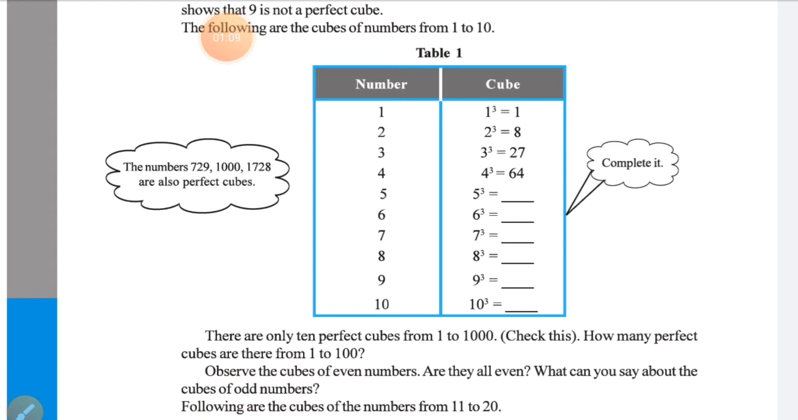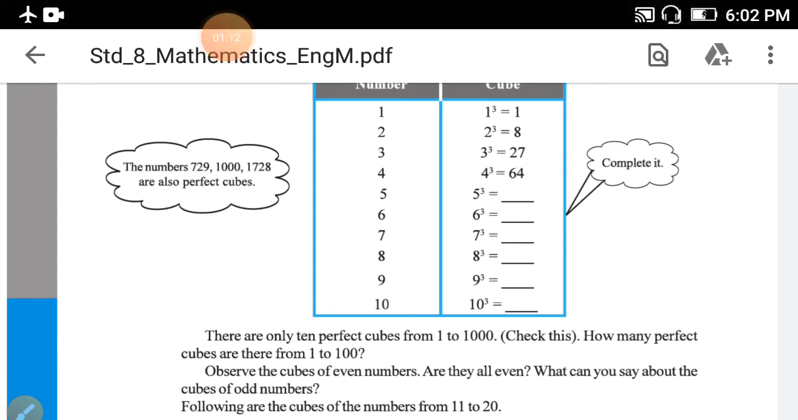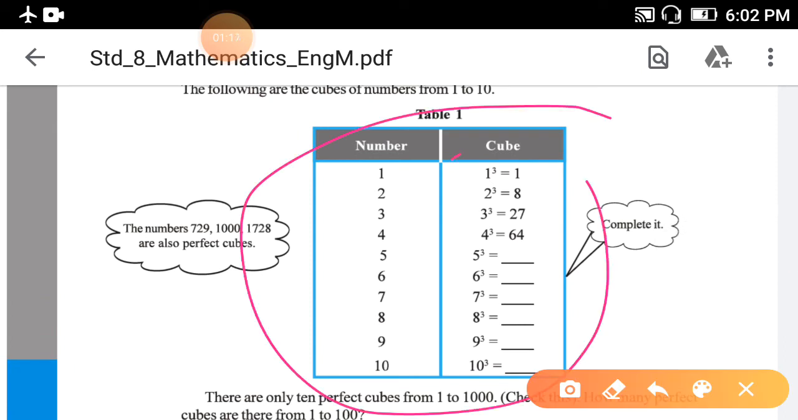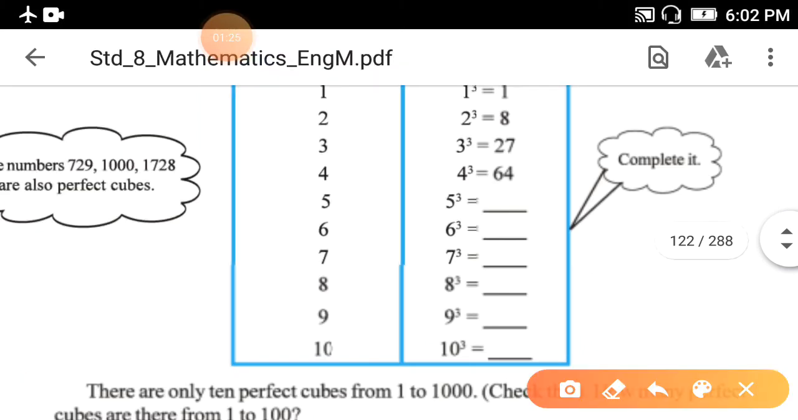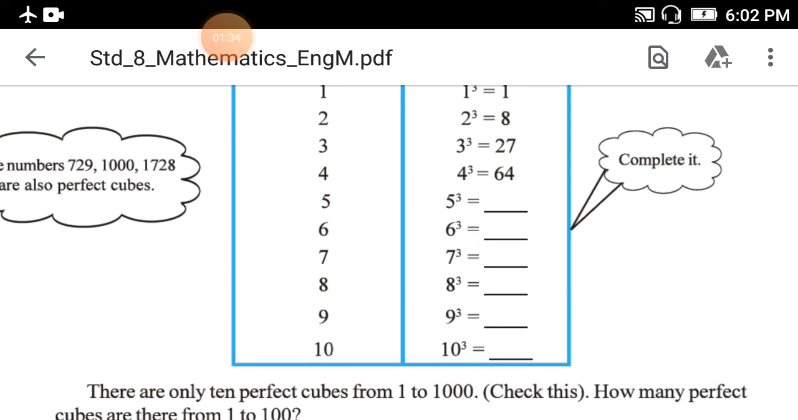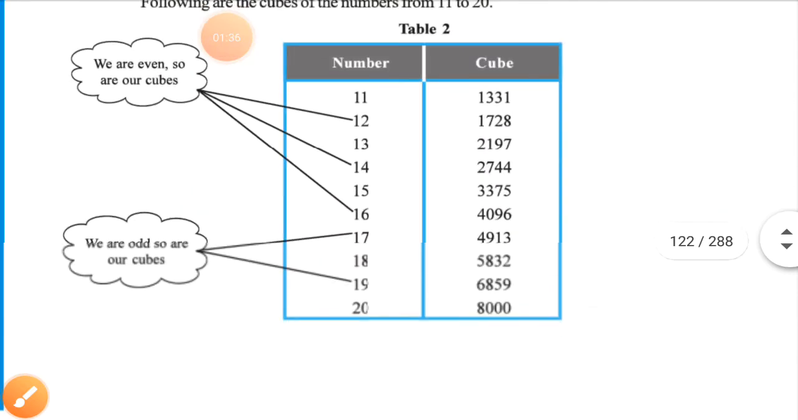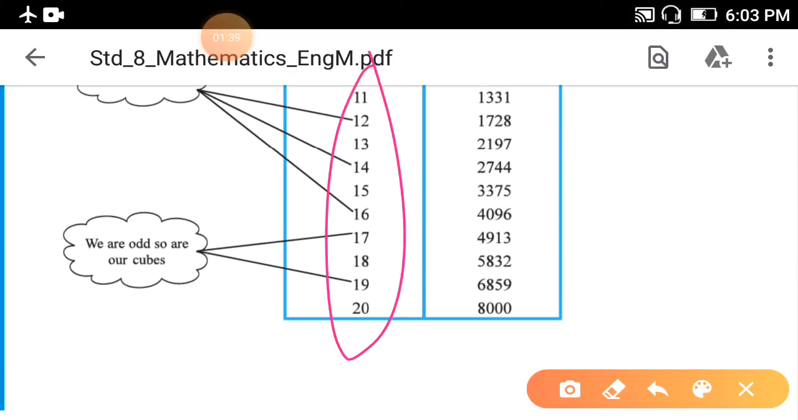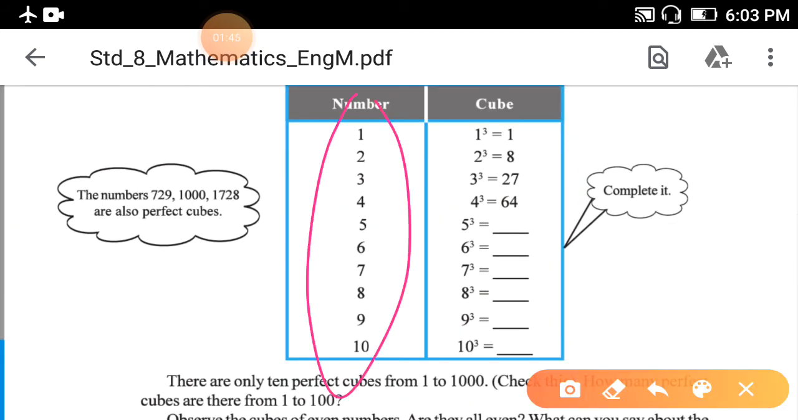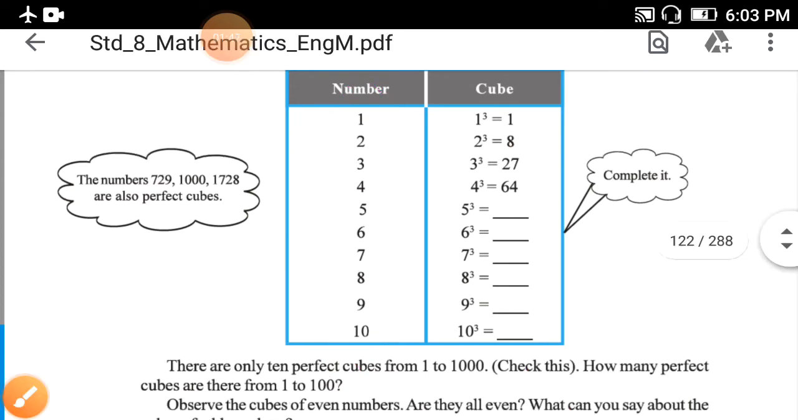Now, cubes of numbers from 1 to 10. Here in this table it is given: cube of 1 is 1, cube of 2 is 8, cube of 3 is 27, cube of 4 is 64. And here for numbers from 5 to 10, the answer is not given. That is homework. You have to find out the cubes of these numbers. Then here 11 to 28 is given. You can practice it. From number 1 to 10, you must learn the cubes of these numbers. You must remember it.